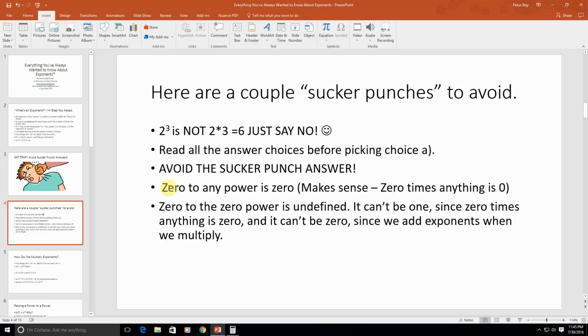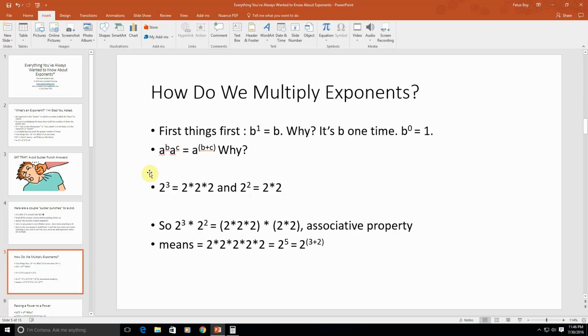A few sucker punch answers you might see are anything that ignores the fact that 0 to any power is 0. Why? Because 0 times anything is 0. 0 to the 0 power is undefined. It can't be 1 since 0 times anything is 0, and it can't be 0 since we add exponents when we multiply. How do we multiply exponents?